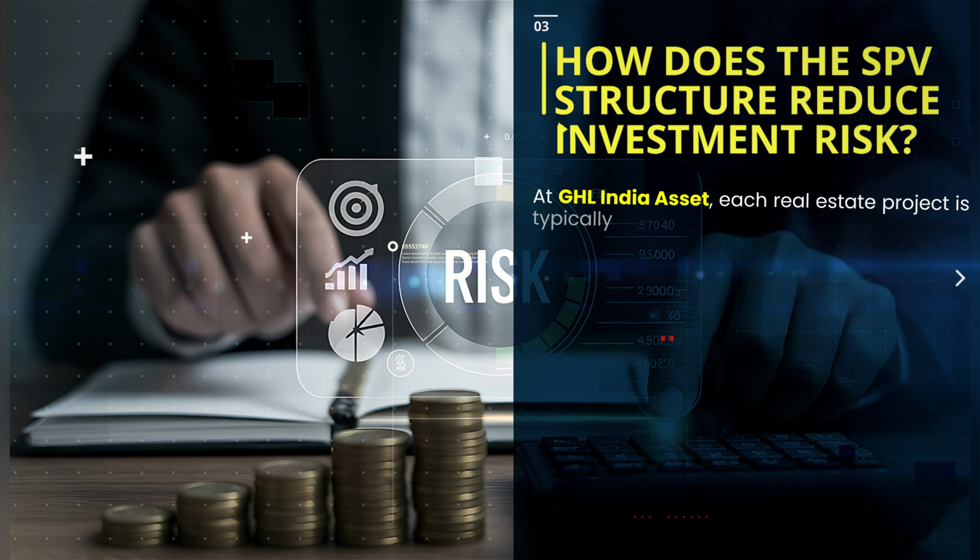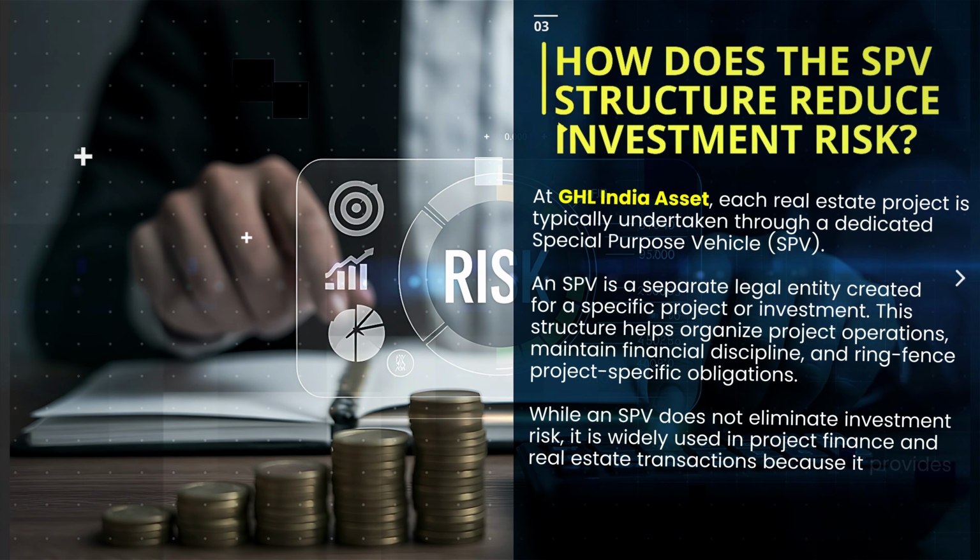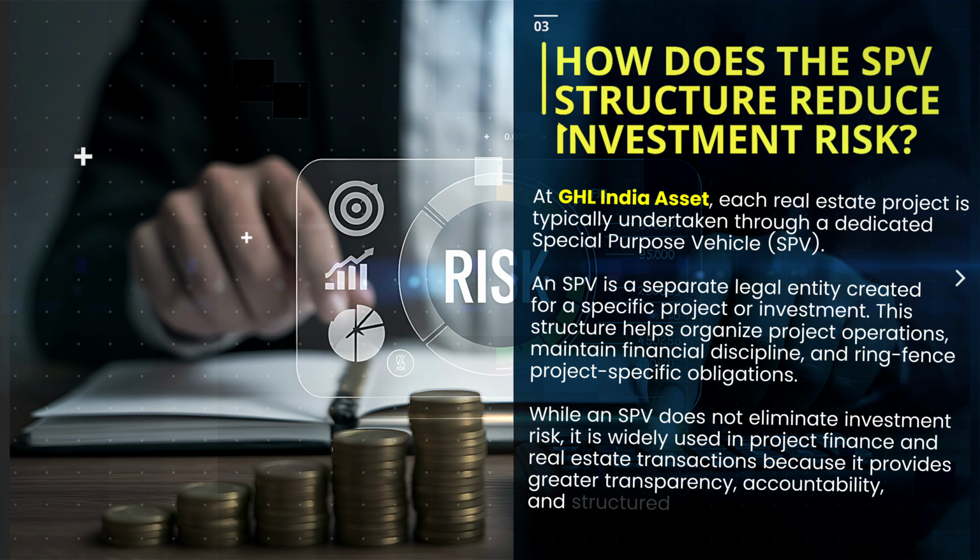This structure helps organize project operations, maintain financial discipline, and ring-fence project-specific obligations. While an SPV does not eliminate investment risk, it is widely used in project finance and real estate transactions because it provides greater transparency, accountability, and structured risk management. Why does GHL use a project-specific SPV? The SPV structure allows each project to operate independently.